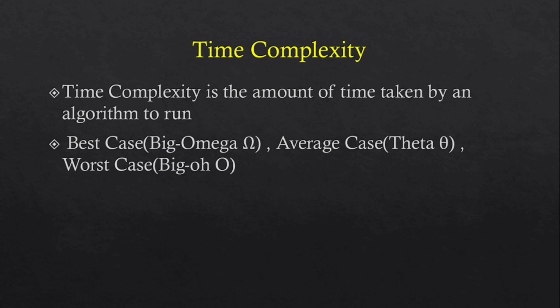So I have total three cases: best case, average case and worst case. I think you notice this thing. In maximum cases we use big O, means worst case time complexity, right? So best case time complexity is denoted by big omega. Okay, average case time complexity is denoted by theta.